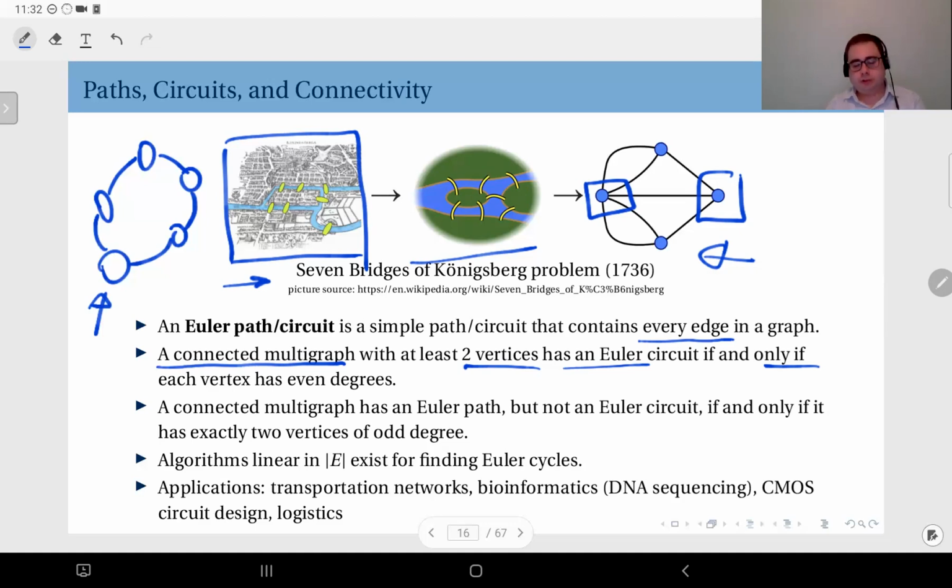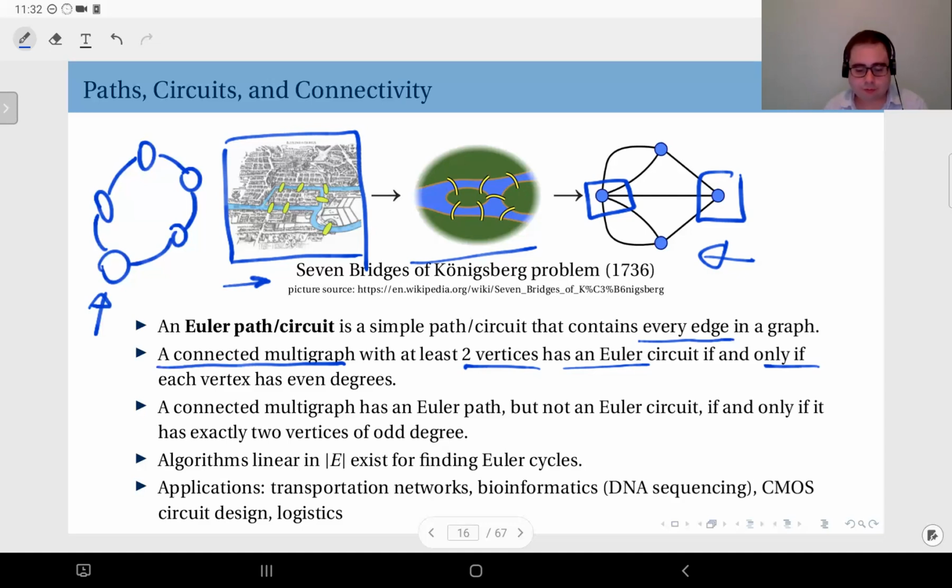Now, to be able to do this, start from any vertex to end up at the same vertex, you should leave that vertex and then come back. You can repeat this procedure, but you leave it and you come back. That means it has to have an even degree. And this property turns out to be essential for the entire graph.